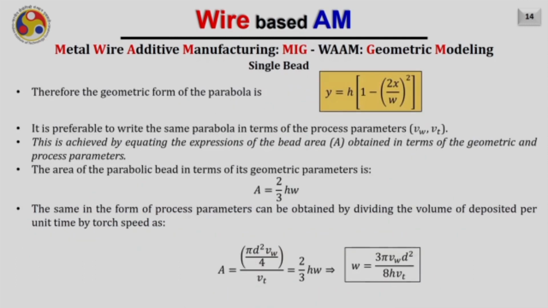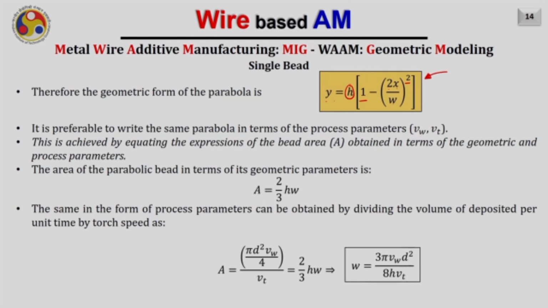Now I can put these two constants back into that equation, and as a result I will have the equation representing the shape of the bead as y equals h bracket 1 minus 2x by w square bracket close.